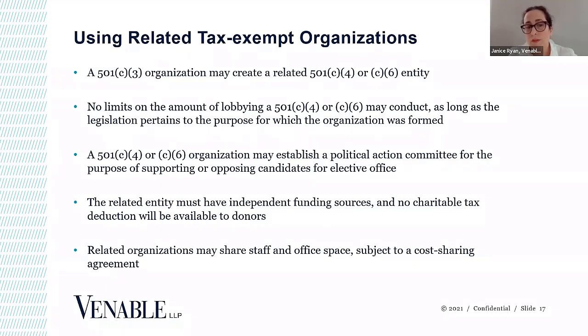It's important to note that the related 501(c)(4) or 501(c)(6) organization needs independent funding sources and that there is no charitable tax deduction available to the donors to the C4 or the C6. But the related organizations can share staff and office space subject to a cost sharing agreement.